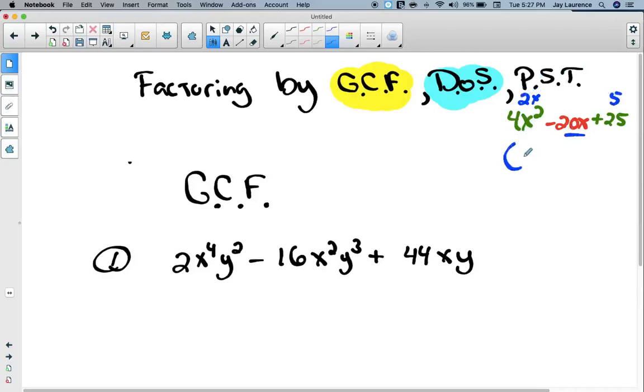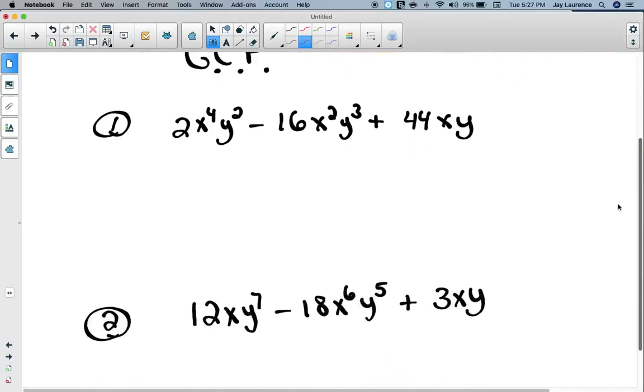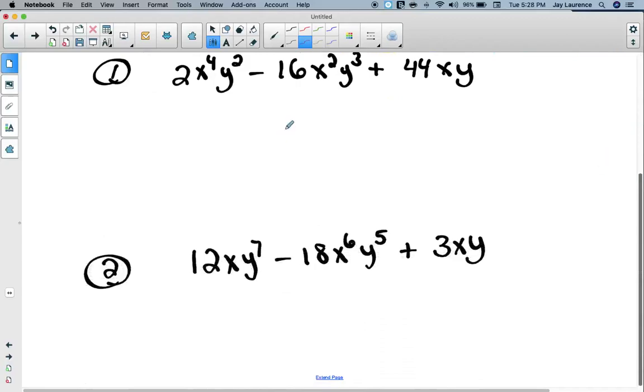This factors real easy. 2x and a 5, and a 2x and a 5. And then, since this is positive, this sign shows up twice. Now, I will explain more about that later. That's just a quick overview, so you can decide how much of this video you need to watch. If you were in class today, you can watch it casually. Pay attention to the parts that give you trouble. All right, I'm going to do number 1, and then I'll expect you to do number 2 on your own.